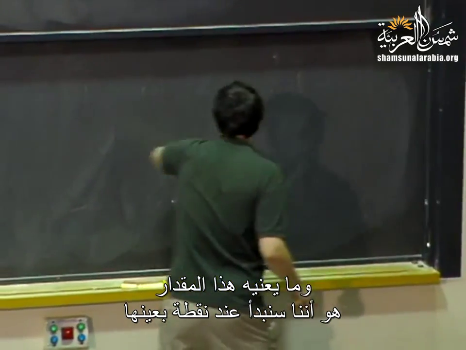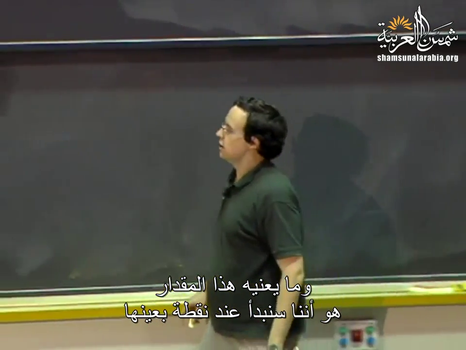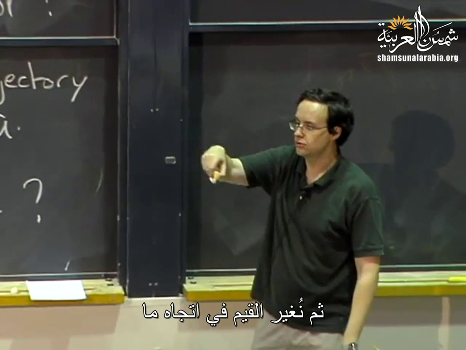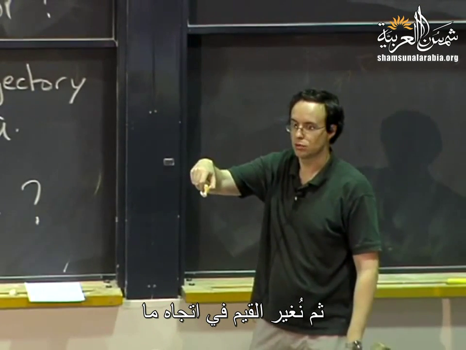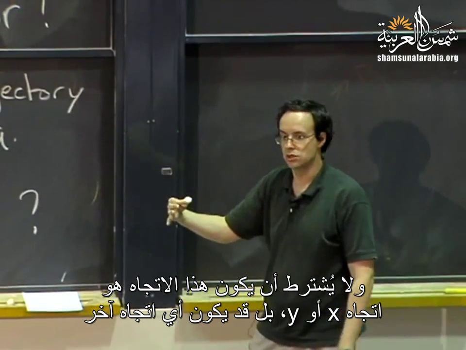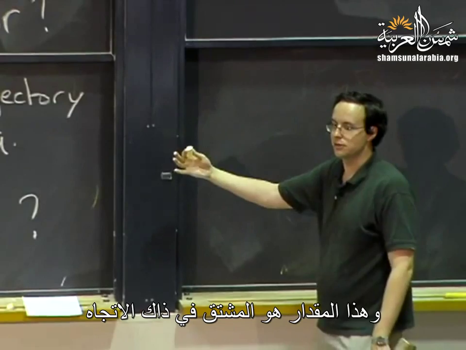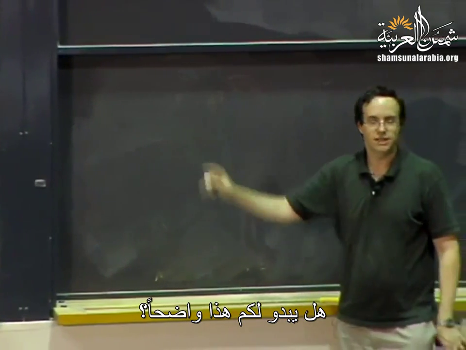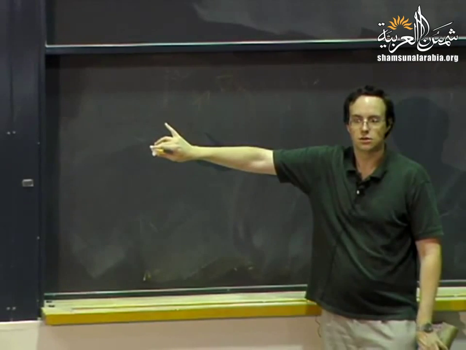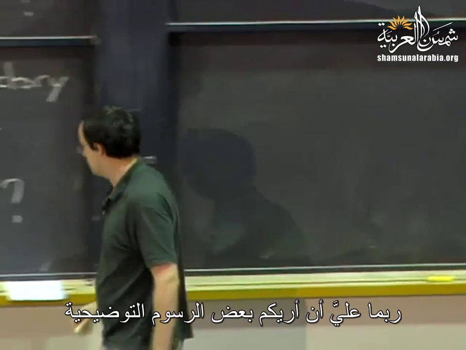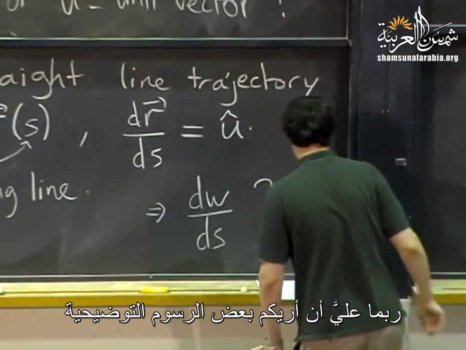But in terms of what it means, we are asking ourselves, we start at a point and we change the variables in a certain direction, which is not necessarily the x or the y direction, but really any direction. And then what's the derivative in that direction? Okay? Does that make sense as a concept? Kind of. I see some faces that are not completely convinced, so maybe I should show more pictures.